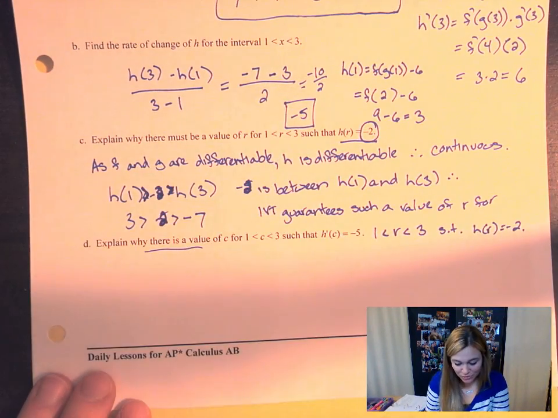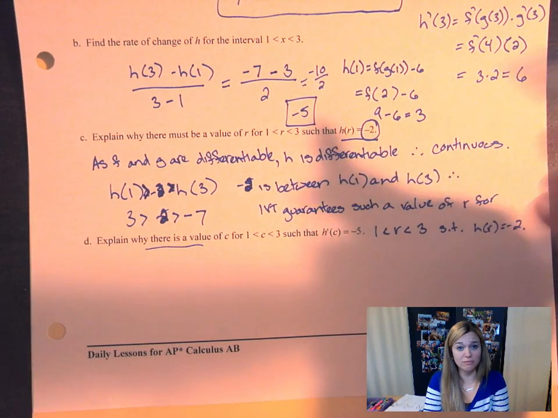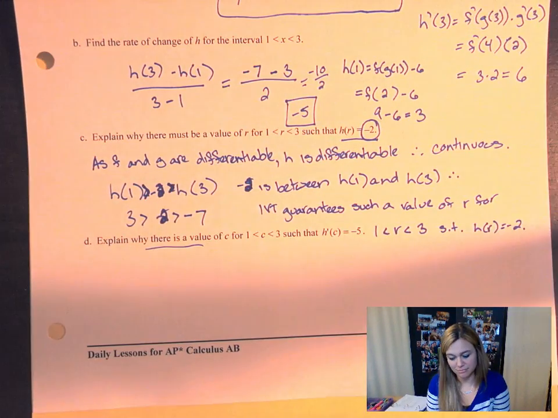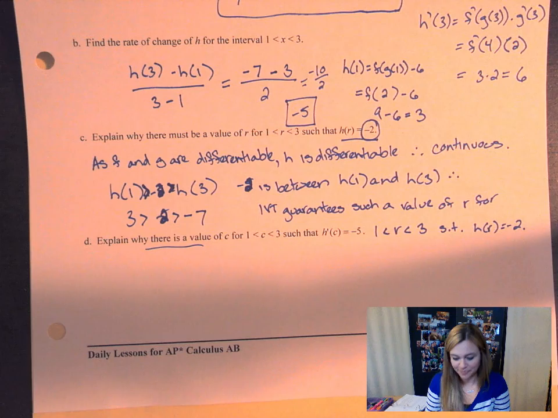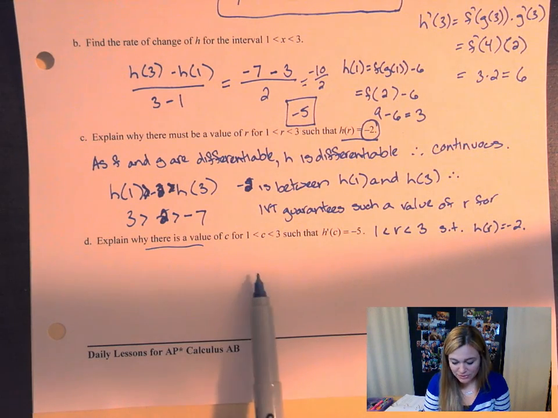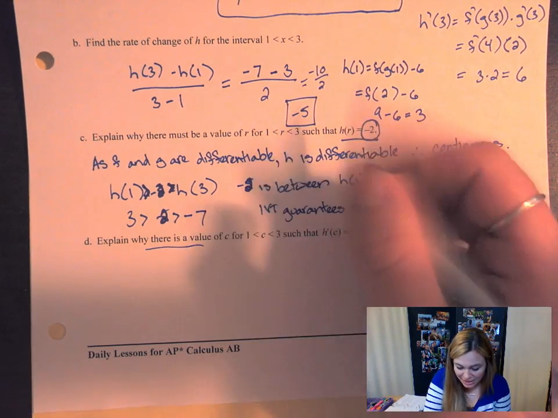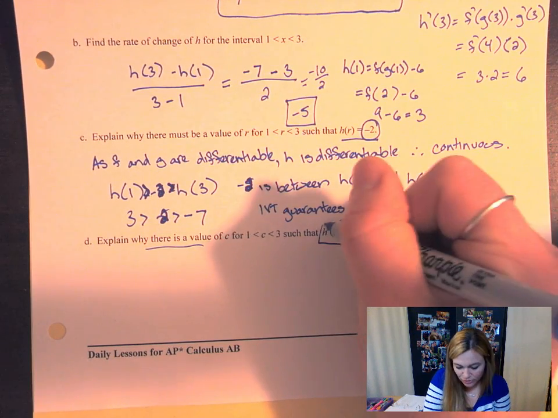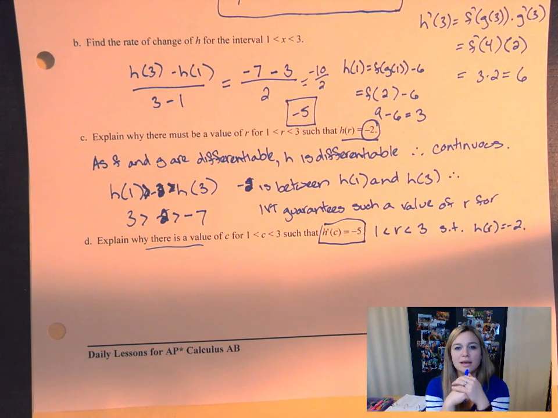Explain why there is a value of c. By the way, I don't have to find that value. I can't find that value, not like this. I would need more information. Explain why there is a value of c, 1 through c, such that h prime c is equal to negative 5. Okay, as soon as you're thinking about derivatives, my first thought, unless I've got a table of derivatives, and then I can go back to intermediate value theorem, is either MVT or Rolle's.